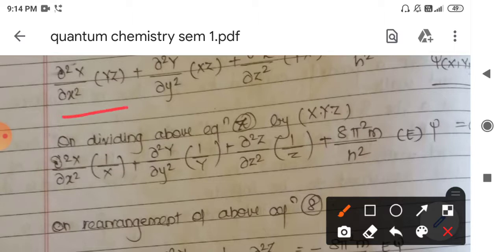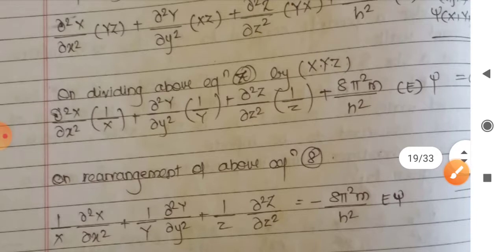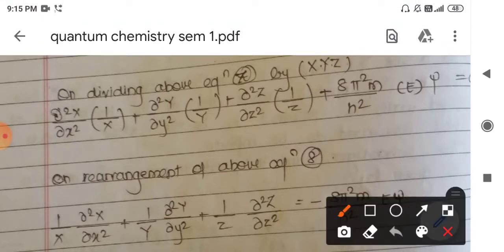So we will get, for the x term, that y and z will be constant, for the y term x and z will be constant, and for the z term x and y will be constant, and the other equation will remain as it is. Now we will divide this whole equation, that above equation, by the factor X into Y into Z. So here we will be left with only 1 by X, here 1 by Y, and here last 1 by Z. We have just divided the whole equation by X, Y and Z. So finally we get this equation.